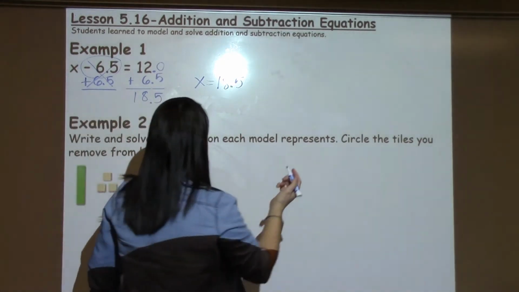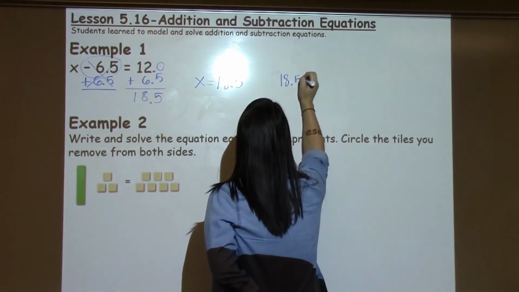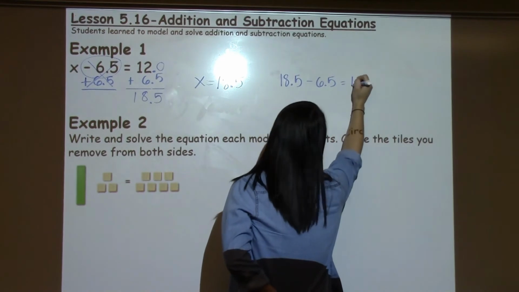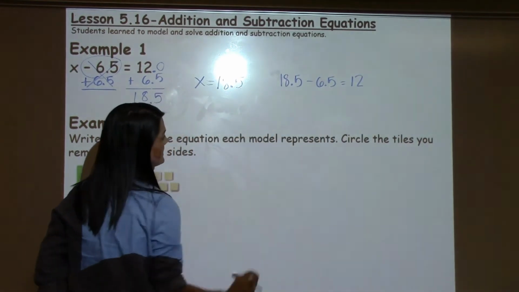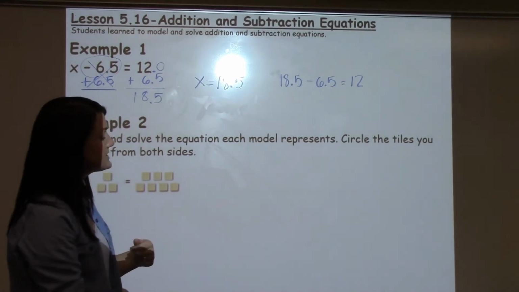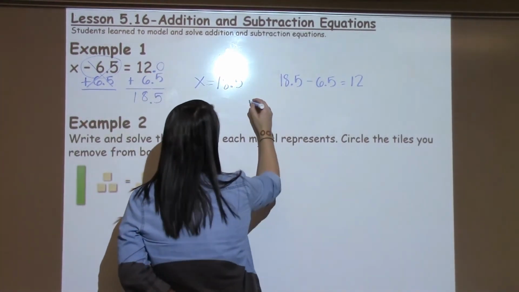We do encourage students to check their work by plugging the answer that they get back into the original equation. So, if my x truly does equal 18 and 5/10, I should be able to subtract 6 and 5/10 away and get 12. So let's try it.